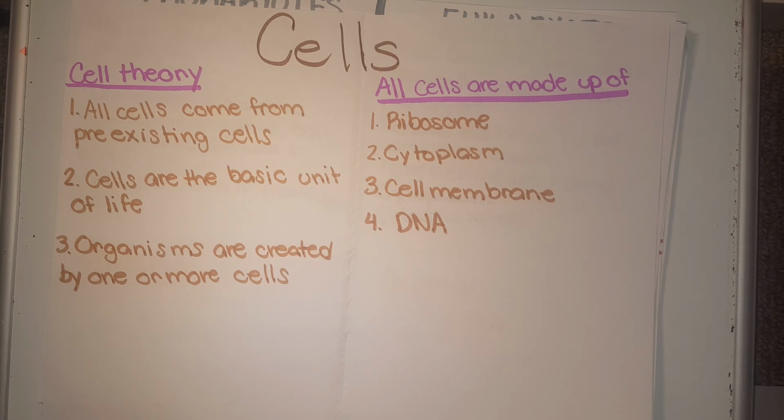Next we have cells. And now we have the cell theory. The cell theories are: all cells come from pre-existing cells. Cells are the basic units of life. Organisms are created by one or more cells. All cells are made up of ribosomes, cytoplasm, cell membrane, and DNA.